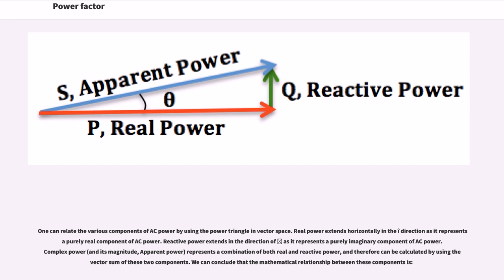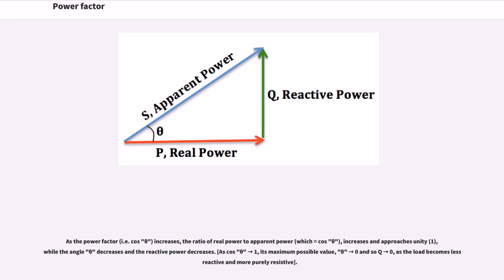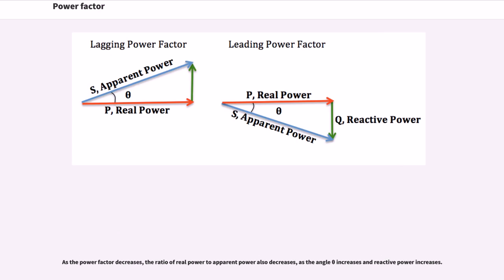We can conclude that the mathematical relationship between these components is: as the power factor increases, the ratio of real power to apparent power increases and approaches unity, while the angle theta decreases and the reactive power decreases. As cos theta approaches 1, its maximum possible value, theta approaches 0 and so Q approaches 0, as the load becomes less reactive and more purely resistive. As the power factor decreases, the ratio of real power to apparent power also decreases, as the angle theta increases and reactive power increases.